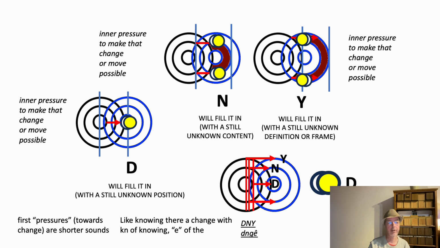And because there's an inner pressure involved, the adaptation will not be immediate. So you don't know with the D what kind of position you will have to take from your center point of vision. So you have to change your center point of vision, and you don't know where it will go to yet. So you'll keep that open. With the N, you don't know where the content will be, so you keep that open. With the Y, you don't know what kind of definitions you will have to add or use, or what the limits are, so you keep that open.